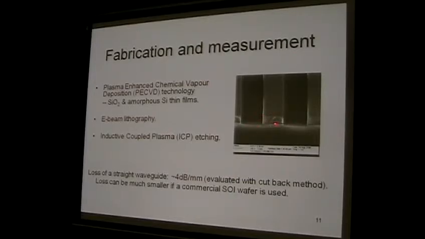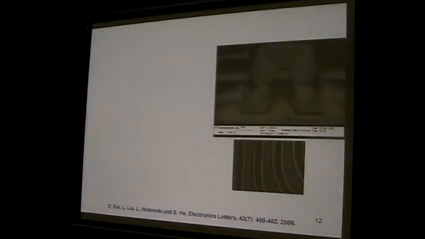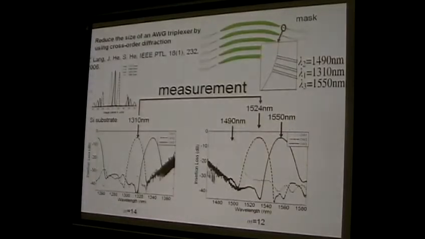And this is the waveguide we made. The PECVD deposits a silicon oxide isolation layer and also amorphous silicon for the top layer, and then we use E-beam lithography to make the patterning, and then ICP, inductively coupled plasma, for vertical etching to make these waveguides. Since we're using amorphous silicon deposition rather than commercial SOI wafers, the loss is still high, like 4 dB per millimeter. However, if we use the commercial SOI wafer, this can be much smaller. And then we can make a very small AWG.